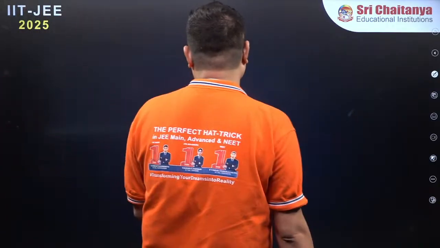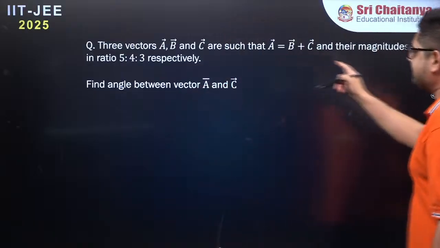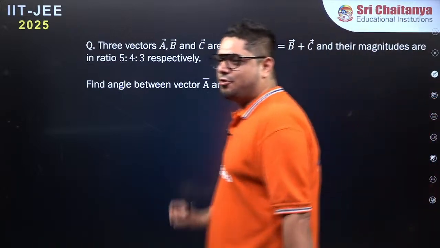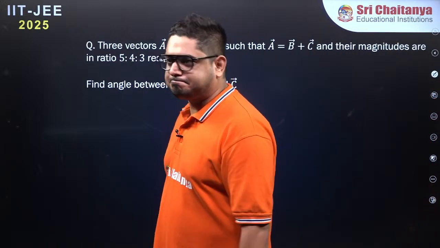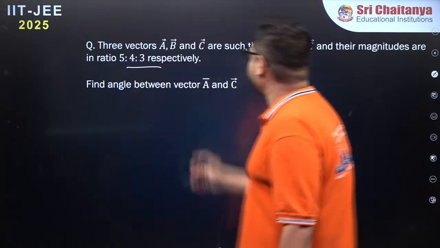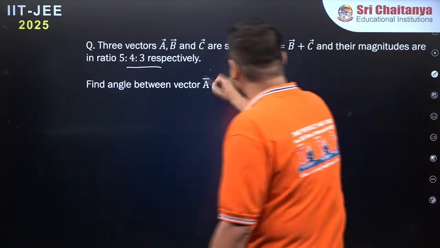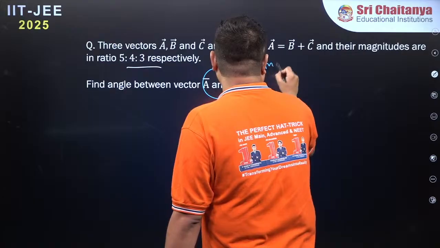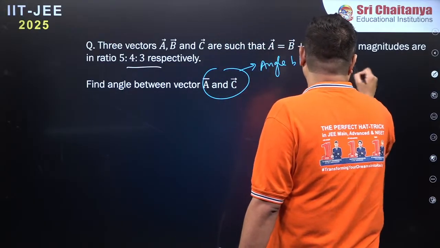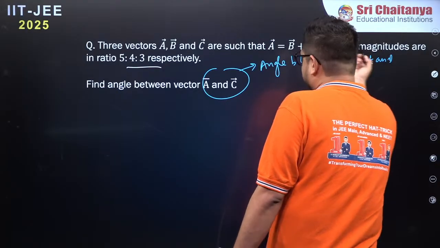Okay, that's the last question for today and for vectors. You can see that 3 vectors A, B, C are such that A is equal to B plus C and their magnitudes are in the ratio 5:4:3, isn't it? So now we need to find the angle between A and C. They are asking you to find out the angle between the resultant and what else? Resultant and A vector. That's what they are asking.